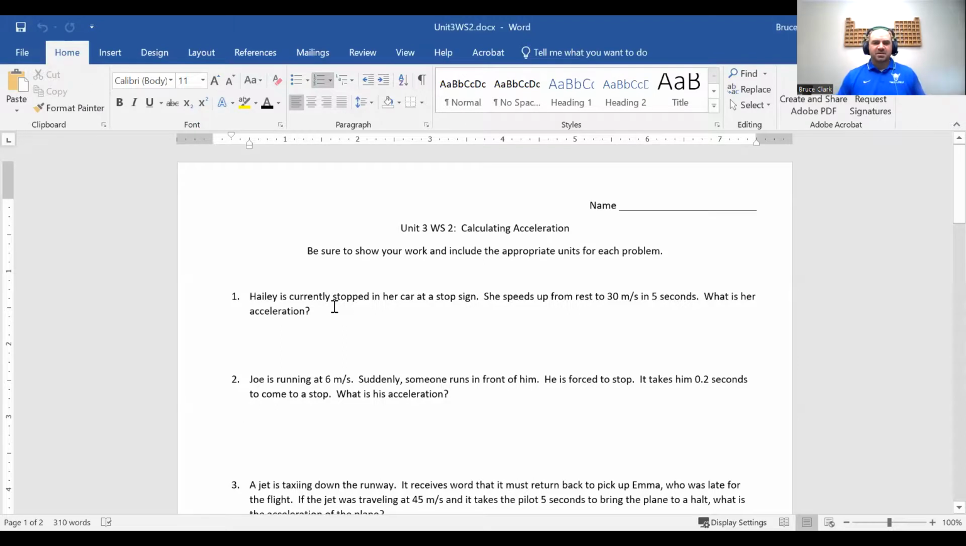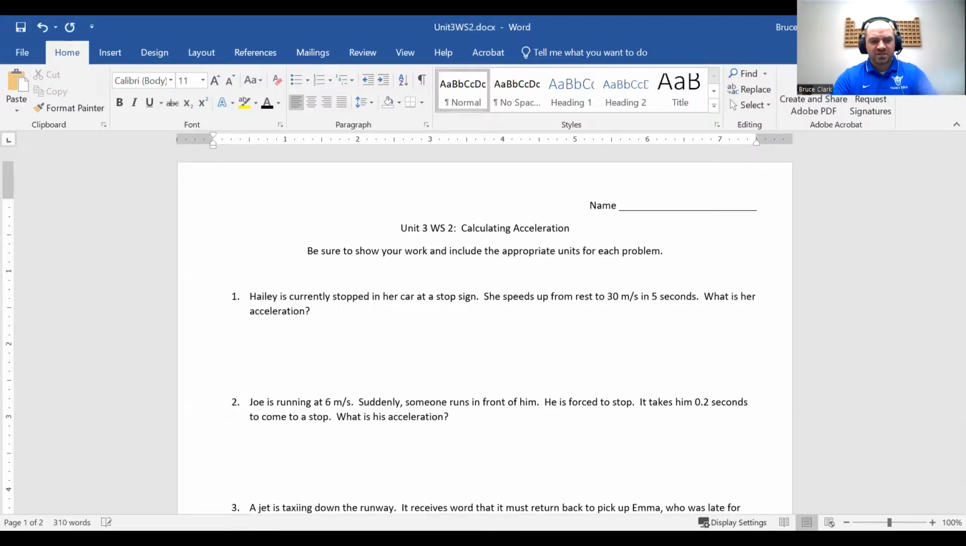It says Haley is currently stopped in her car at a stop sign. She speeds from rest to 30 meters per second in 5 seconds. So that equation once again is v, final velocity, equals acceleration times time plus whatever that initial velocity is. I'm not messing around with subscripts right now.